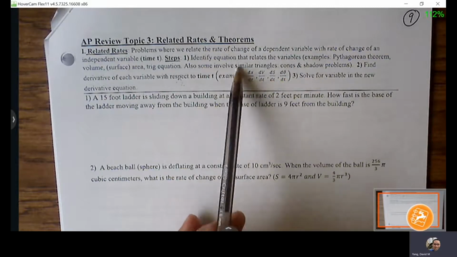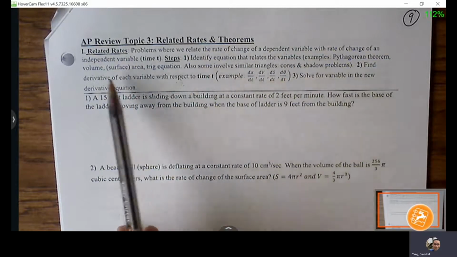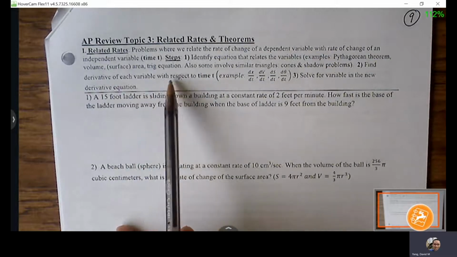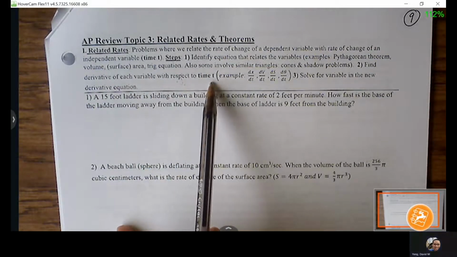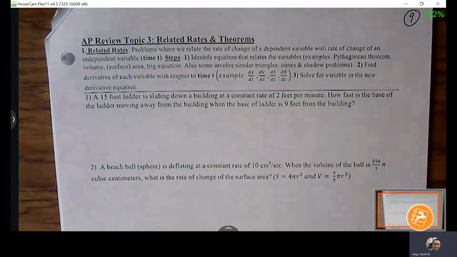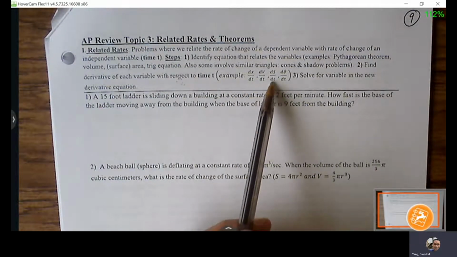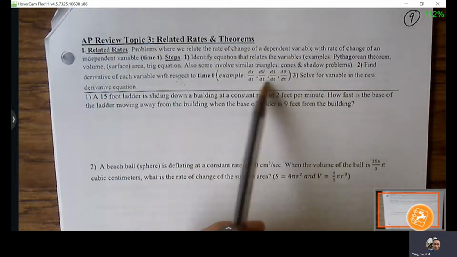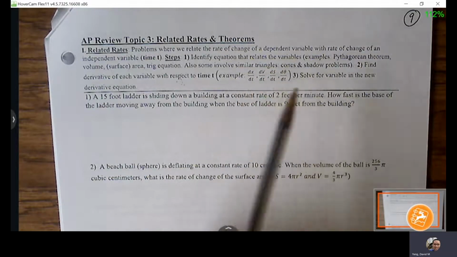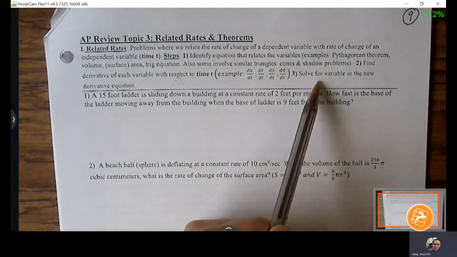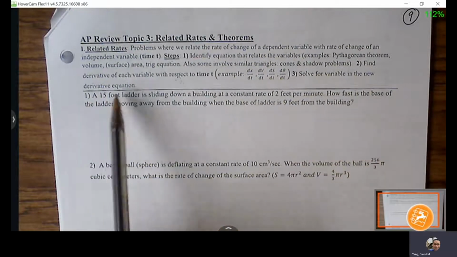Okay, so we identify the equation first, and next, we find the derivative of each variable with respect to time t. So every variable, we just go ahead and find the derivative, but as soon as we find the derivative, we're going to attach a d over dt for that variable. So it could be dx/dt, could be dV/dt, could be dS/dt, right? Just depending on whichever variable we're working with. Next up, we're going to solve for the variable in the new derivative equation.